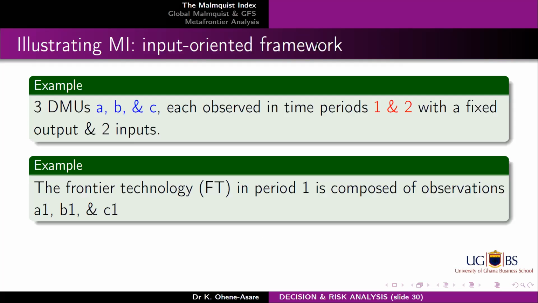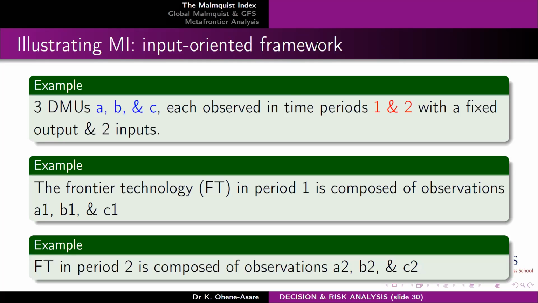All that is said is indicated here. So the frontier technology in period 1 is made up of A1, B1. Now watch that word, the frontier technology. And of course, the frontier technology for period 2 is A2, B2, C2.